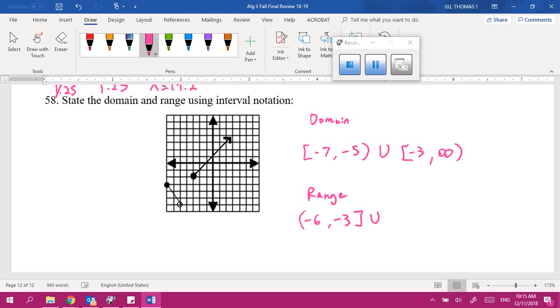So what's that at? -2, right? The lowest is -2 with the bracket because it's a closed circle, and it goes up forever towards infinity. And that would be your answer right here.